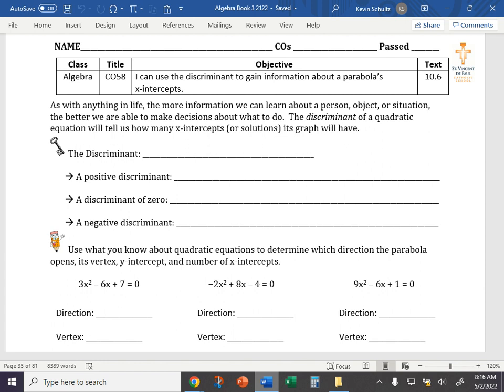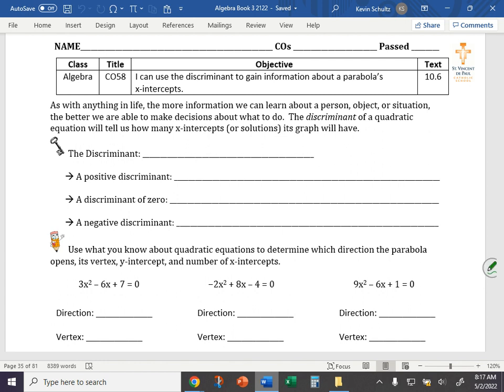And then what's an example of when a parabola would not have any x-intercepts? No x-intercepts. What would that look like? It's just off to the side somewhere. It doesn't cross the x-axis. So you've been familiarized with this before.